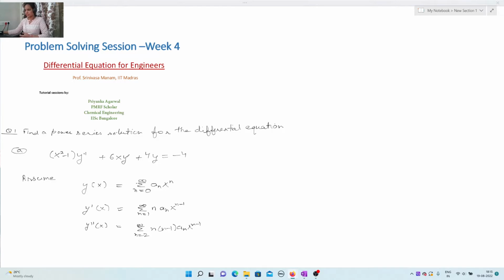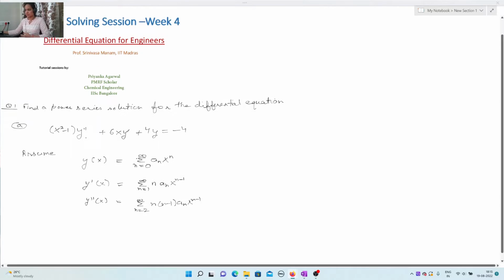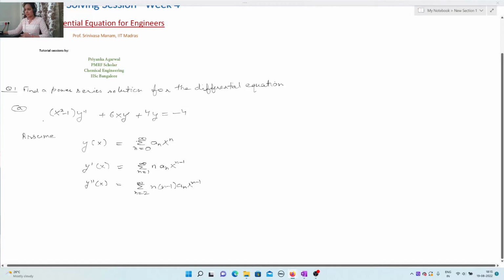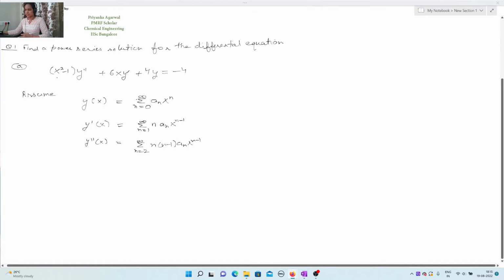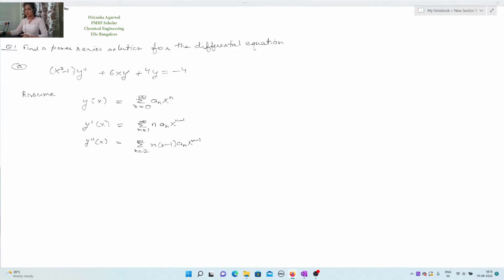For this tutorial session, I have some questions based on the power series solutions. And the first question is (x squared minus 1) y double dash plus 6x y dash plus 4y equals minus 4. So we have to solve this and find the power series solutions.